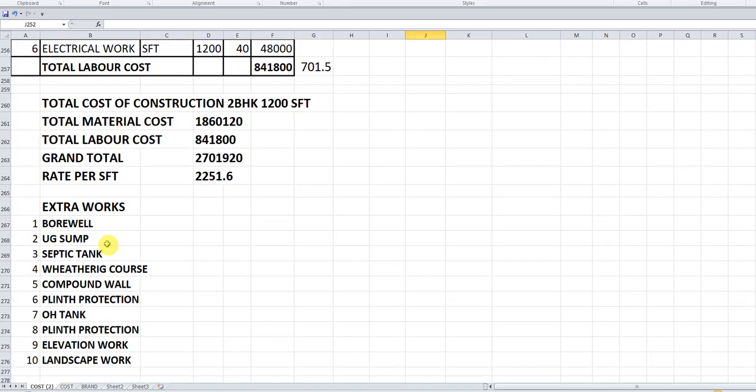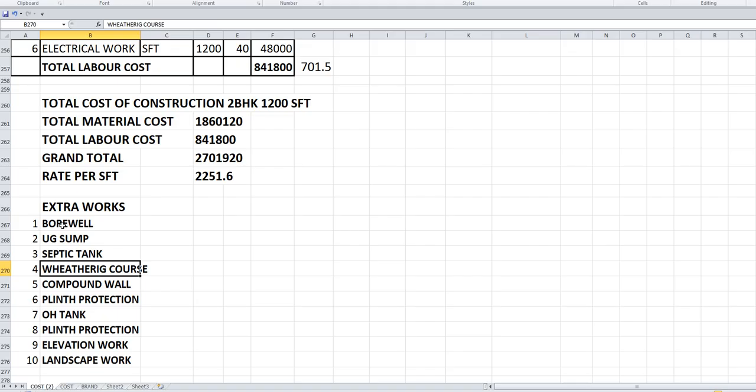Now the extra works, what is generally not covered. An understanding of that is required in the initial stage. So the bore well, if it is not there, is an extra item. Then the UG sump, underground sump, is an extra item. Normally it is charged on a liters basis, either RCC sump, composite sump, or masonry sump. The septic tank conventionally is a masonry tank. Now there are different types of septic tanks available.